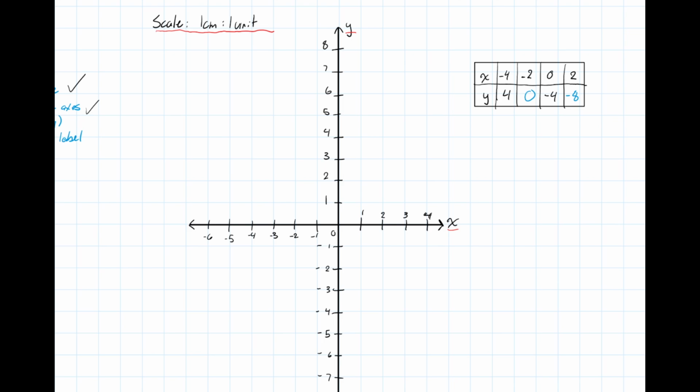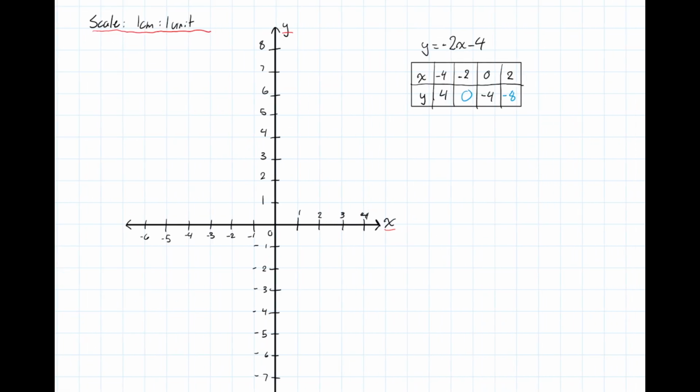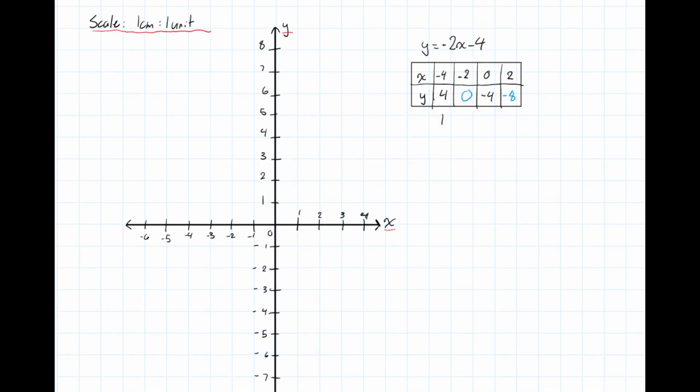All right, so now that we've copied our table of values over, we can essentially just plug everything in. Just like how we did it in the beginning of this video, all we need to do is look at our x values. We're going to first look at this column, and continue plotting all the other columns until we're done. That should give us the graph of y is equal to negative 2x minus 4. So we're just going to start off with this column here.